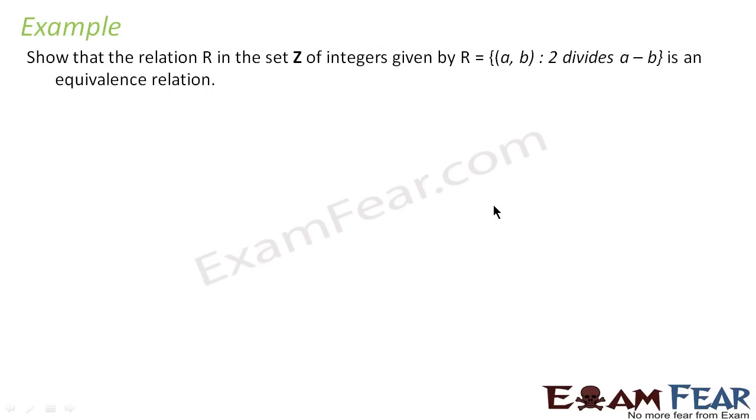Let's take one more example. We have to show that the relation R in the set Z of integers, given by R = {(a, b) : 2 divides a minus b}, is an equivalence relation.